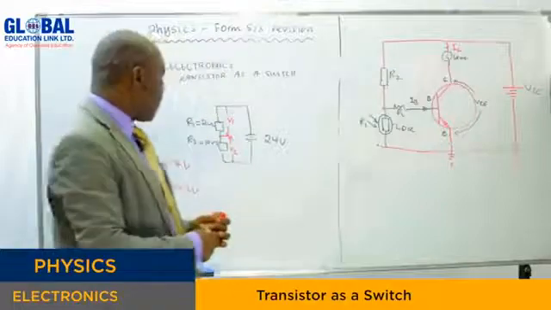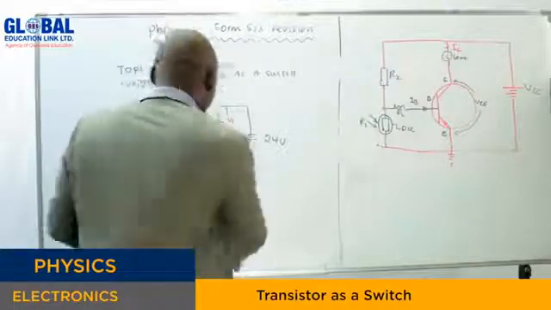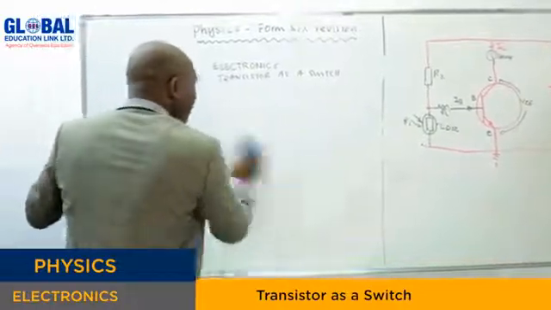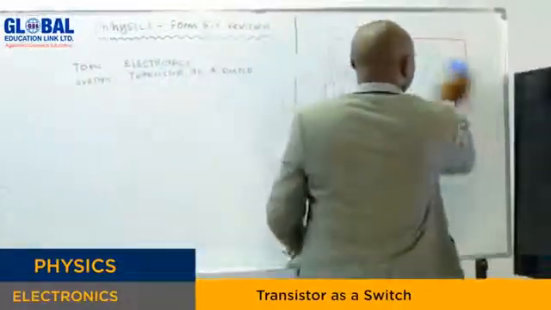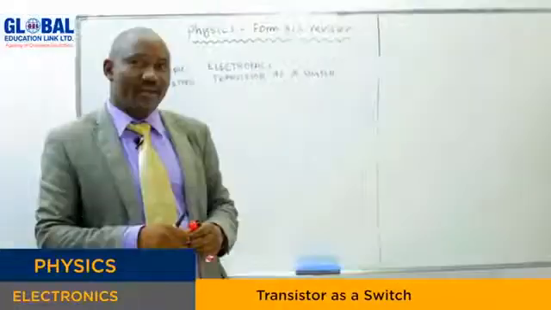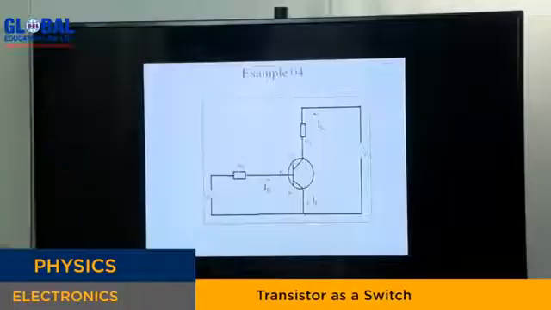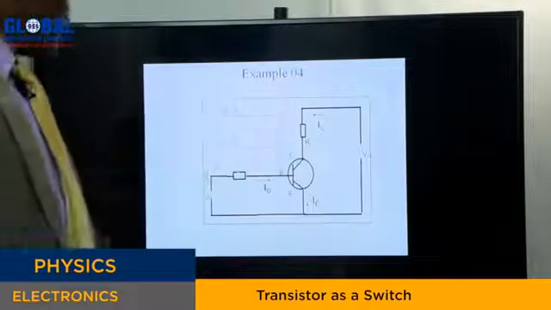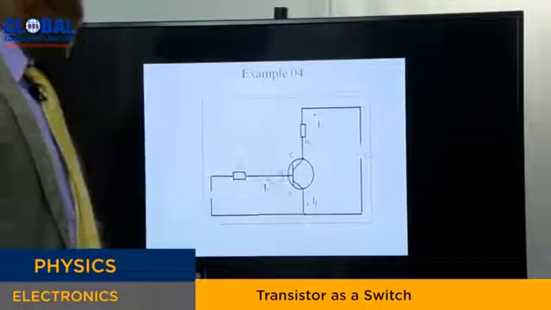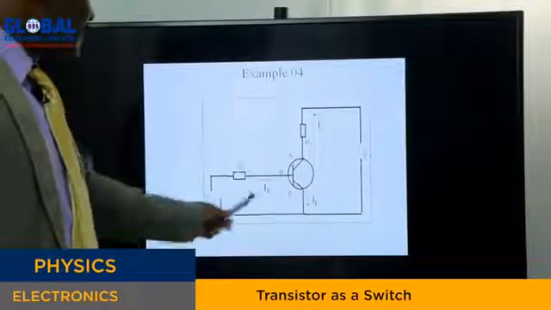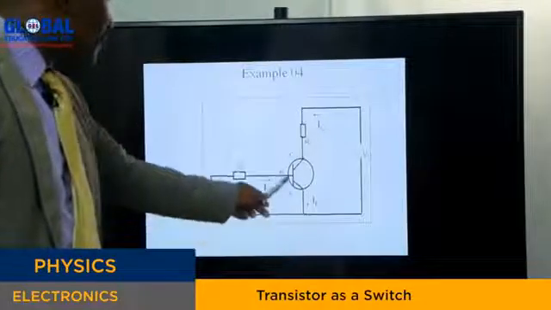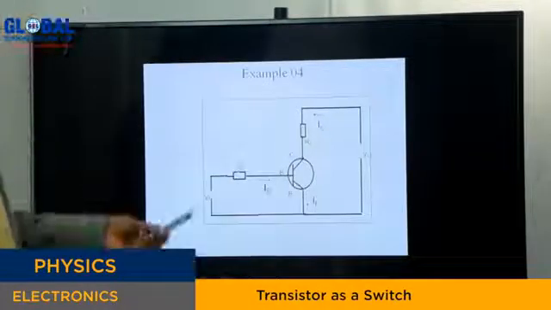Let's do example number 4, a follow-up on the transistor as a switch. We are given a circuit diagram. As you can see, this is an NPN transistor with the input voltage applied, the supply voltage given, and the collector current. This is in the common emitter configuration, if you remember.